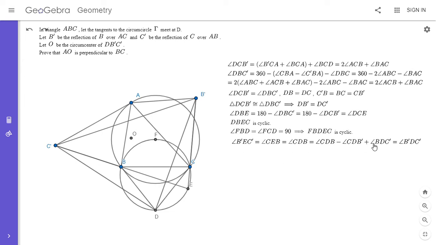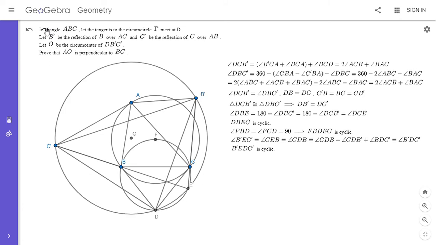And so if you go through this angle calculation, we have angle B prime EC prime is the same as angle B prime DC prime. And so we also have B prime EDC prime is cyclic. Okay, so I'm going to draw that. And so how does that help us here?